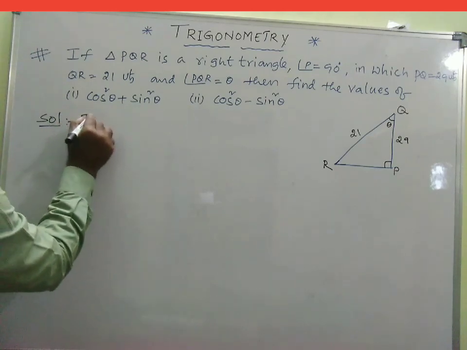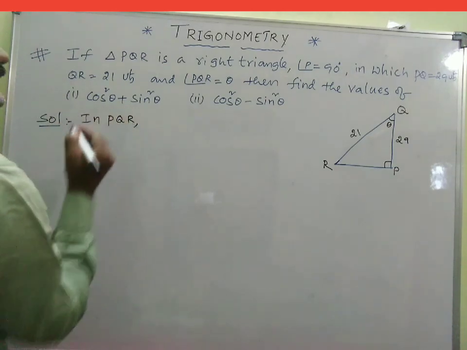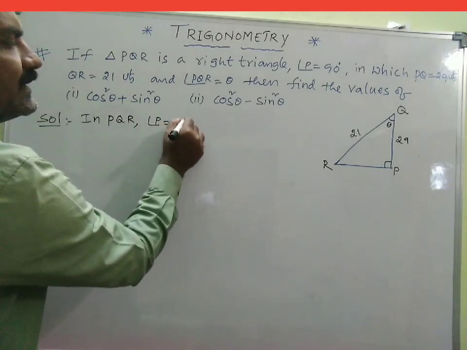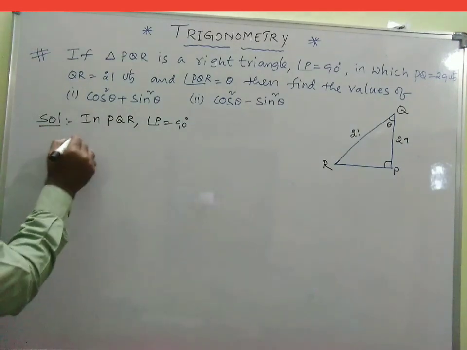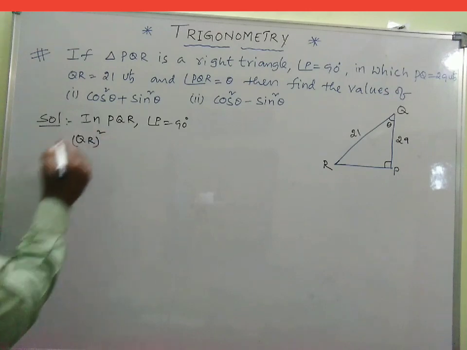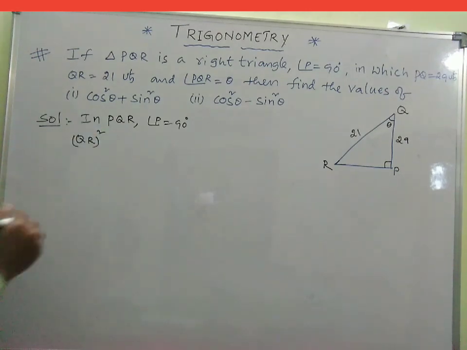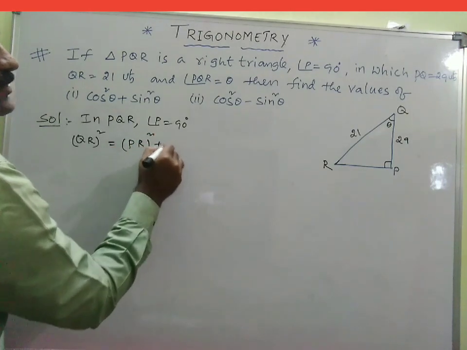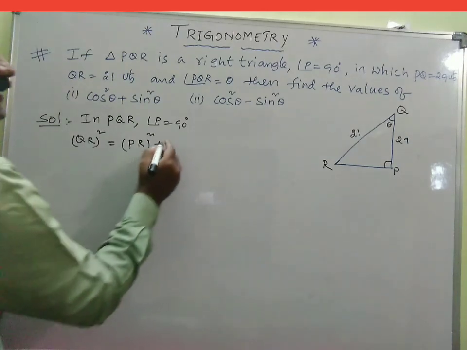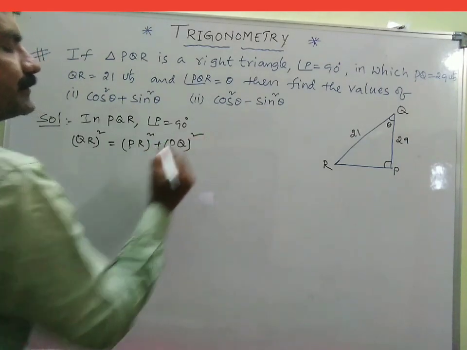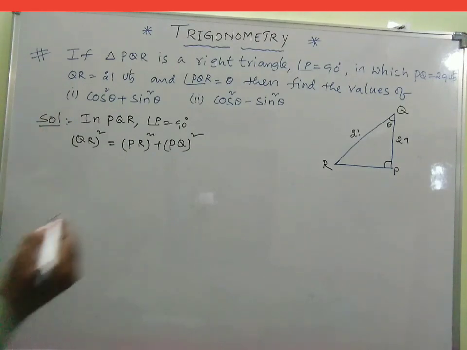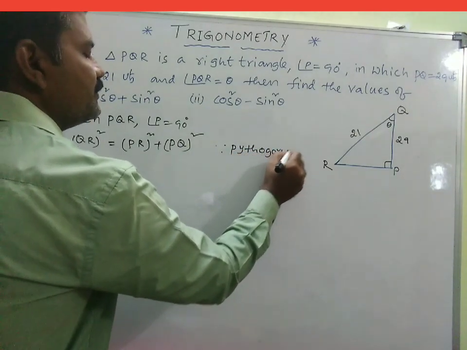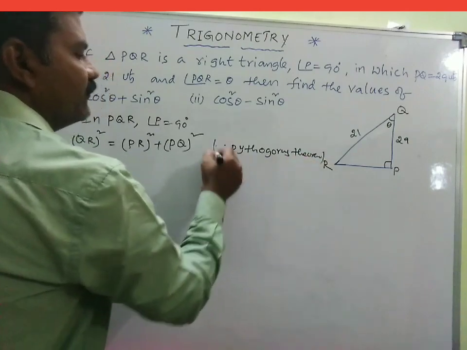So in triangle PQR, because angle P is 90 degrees, right angle triangle, hence I can say that square of the hypotenuse, just now we discussed Pythagoras theorem, that is QR whole square, is equal to the sum of the squares of the remaining two sides, PR whole square plus PQ whole square. This is because of Pythagoras theorem. Fine.